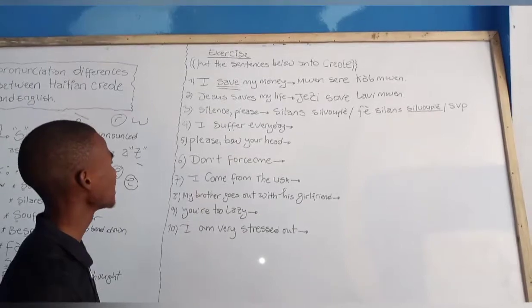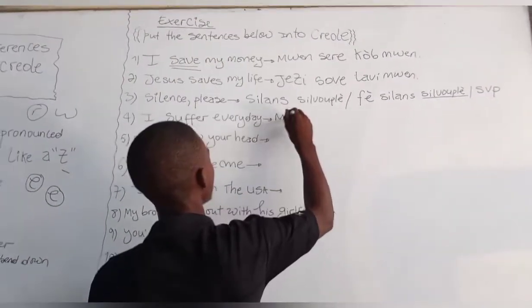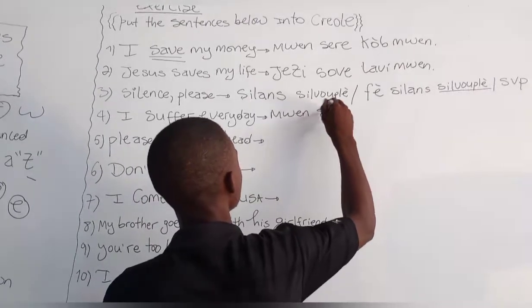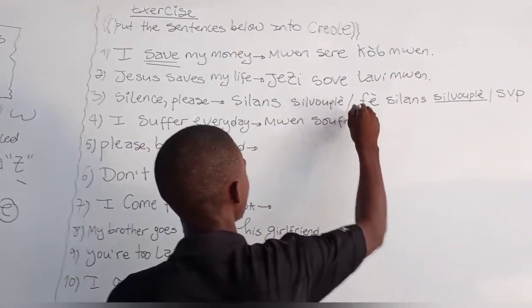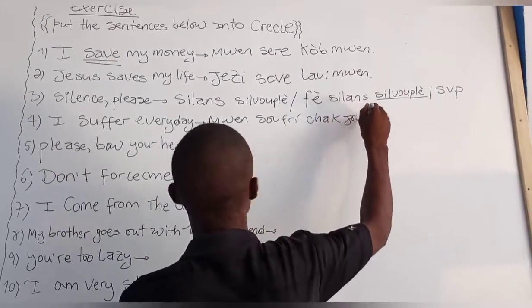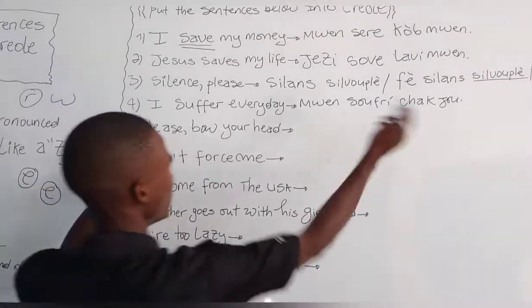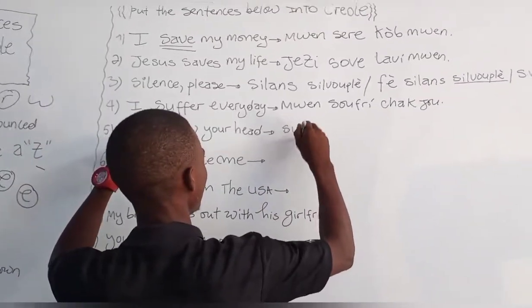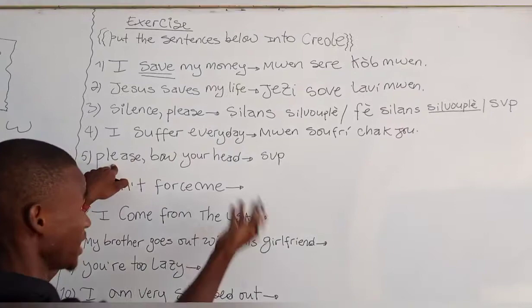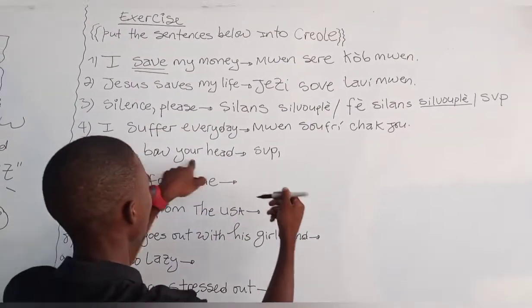The next sentence is I suffer every day. I, moi, souffrir chaque jour. Next, please bow your head. Please, s'il vous plaît, alright? In texting, you say SVP, alright? S'il vous plaît, bow your head.